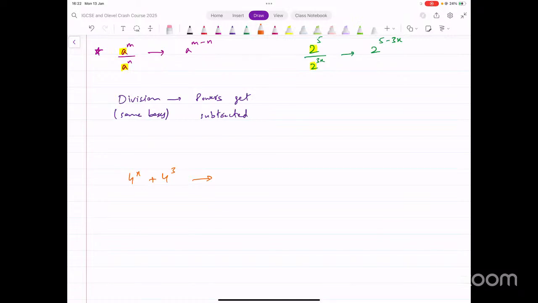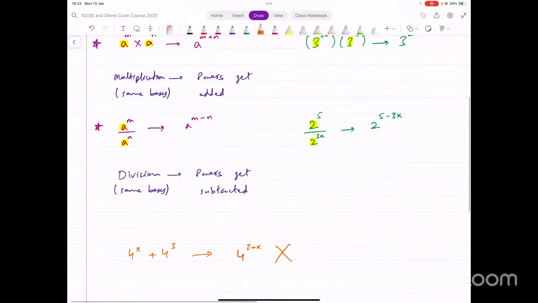Yes. What do you think? Bases are the same, right? However, we've got addition here. This is not going to be 4 raised to power 3x. This would be wrong. This rule does not apply here. You have to be very careful. This is a very common error that happens in the exam.